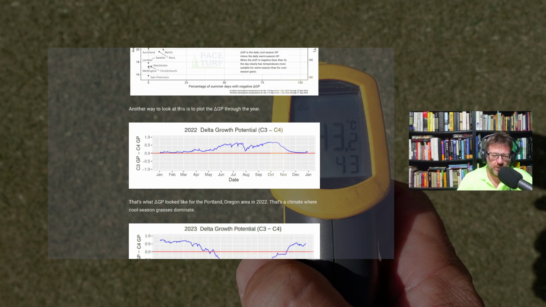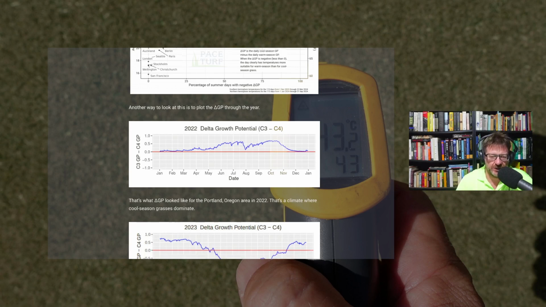The first one is for Portland, Oregon, and it never really drops below zero. It's never negative. It dips in late July of 2022. I'm showing a chart from 2022. There's a big dip in the summer where it drops down to around zero, but it always stays positive because in Portland, Oregon, it's rare that your average temperature will ever be above 24.8 degrees, which is what it needs to be to have a negative delta GP.